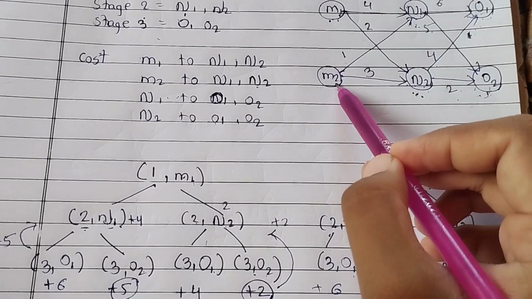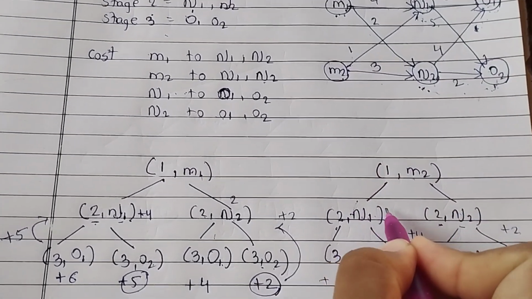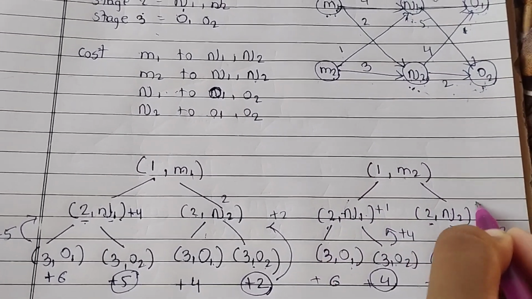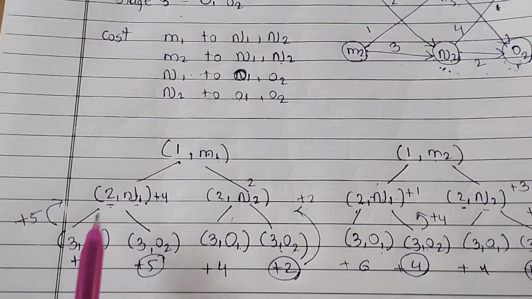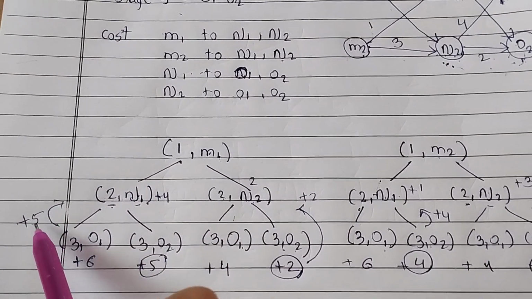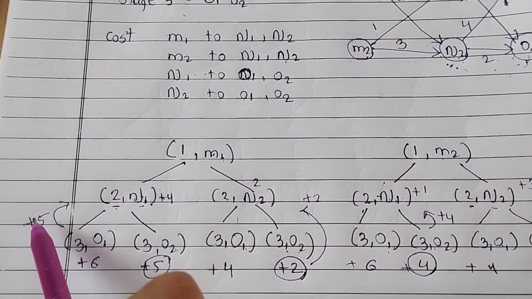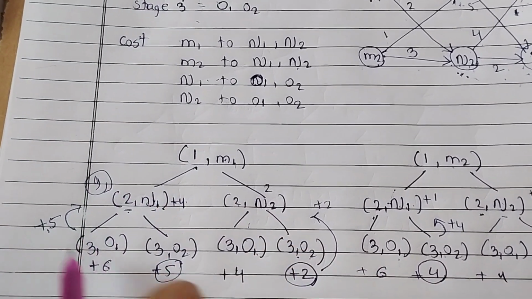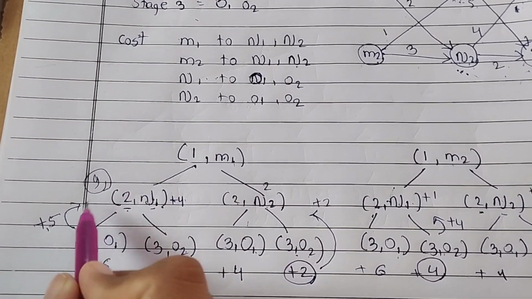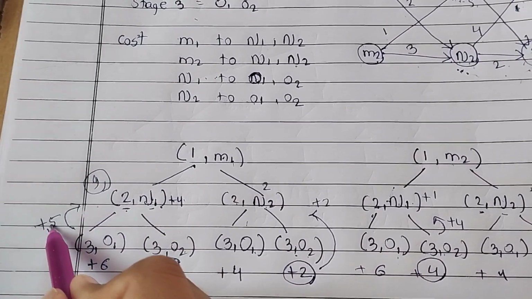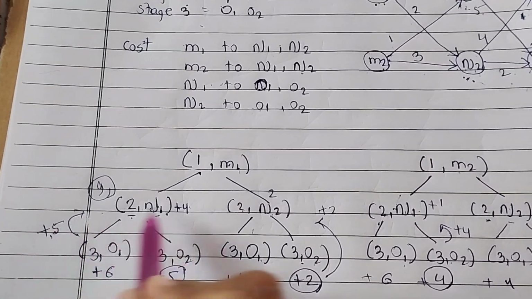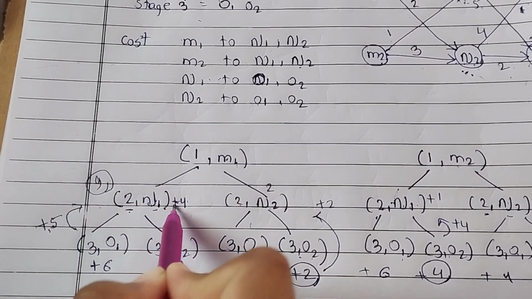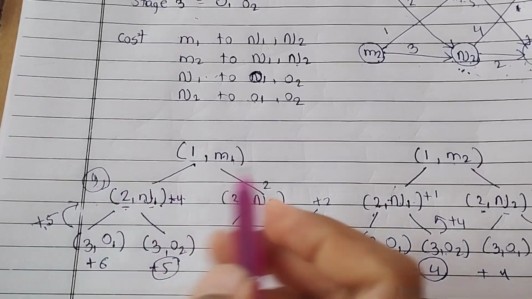M2 to N1 cost is 1. M2 to N2 cost is 3. So here we transfer this 5. So 5 plus 4 we get 9. This 5 we transfer up, because this is the smallest from this 2. 5 plus the value of this bracket is 4. So 5 plus 4, 9.